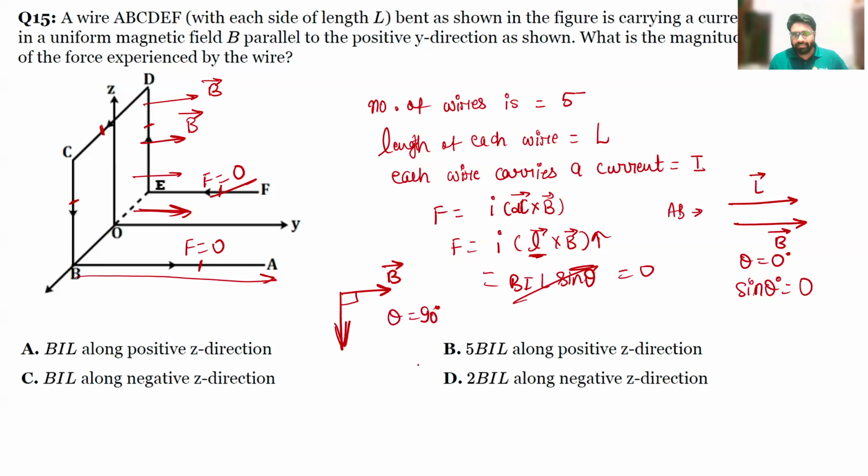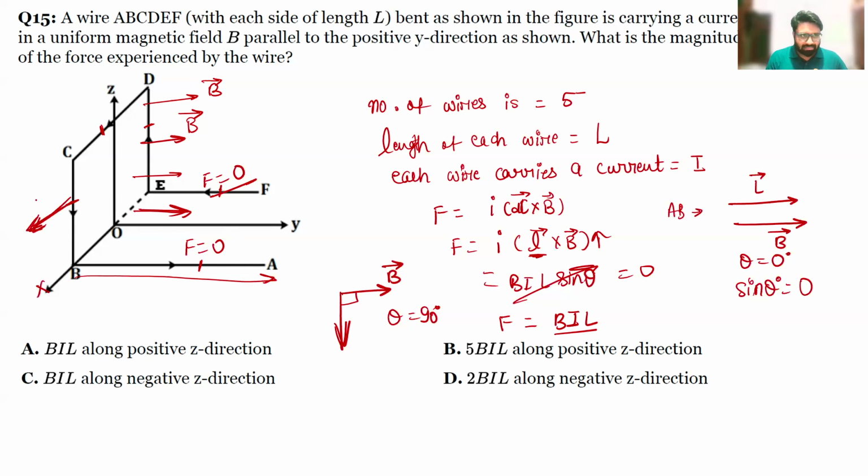Theta is 90 degrees. It means that the force is BIL basically, because sine 90 is 1. The maximum force we have is BIL. Now the direction of the force you can calculate by the right hand thumb rule. You just have to curl your fingers from L to B. So if you curl from L to B, the thumb is pointing outward, which means the force it is experiencing is in the X direction.